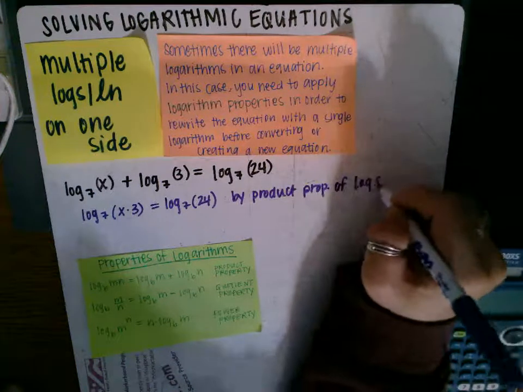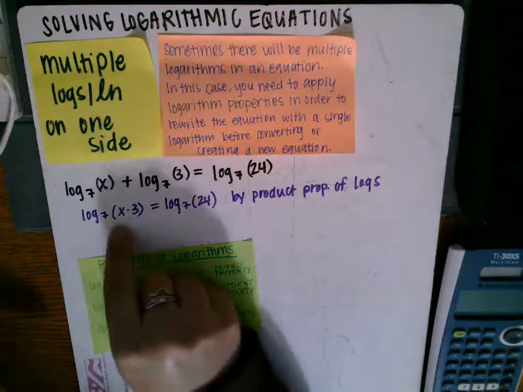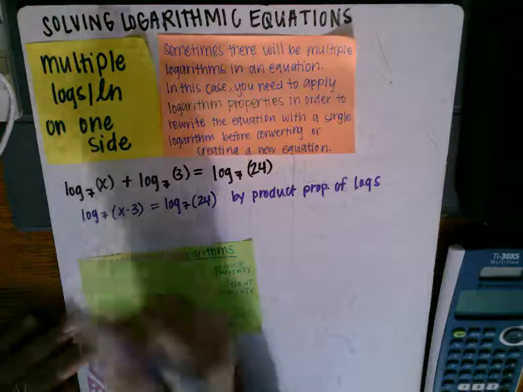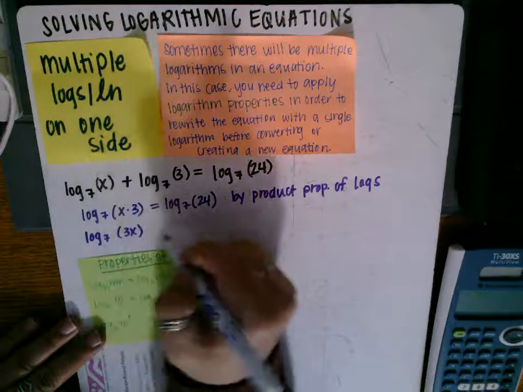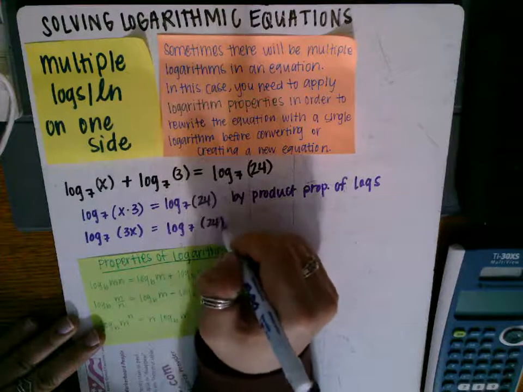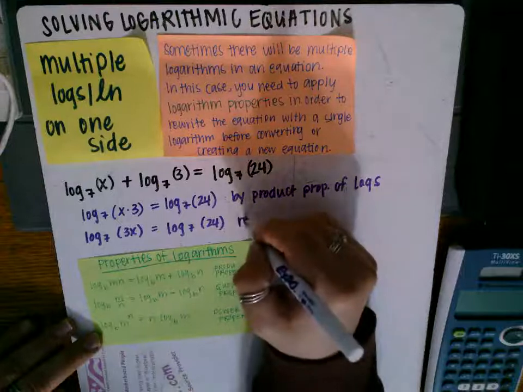Cool. And then I really like x times 3. Usually we write the number first, so I'm just going to rewrite it as log base 7 of 3x is equal to log base 7 of 24. That's me just rewriting.